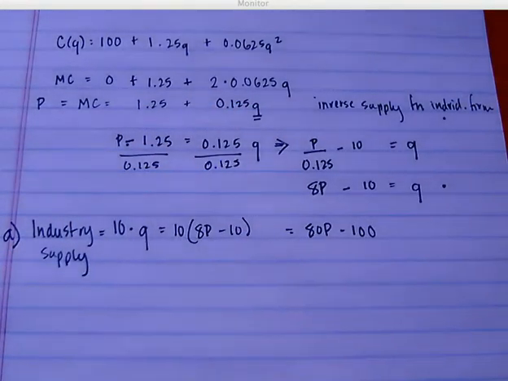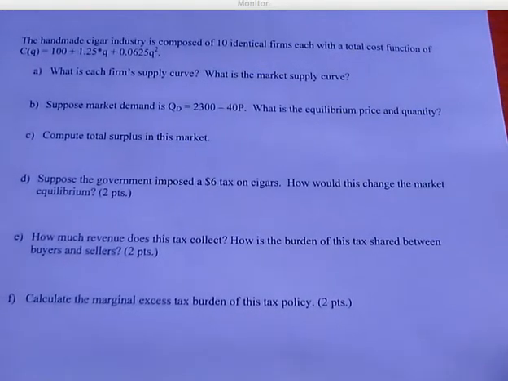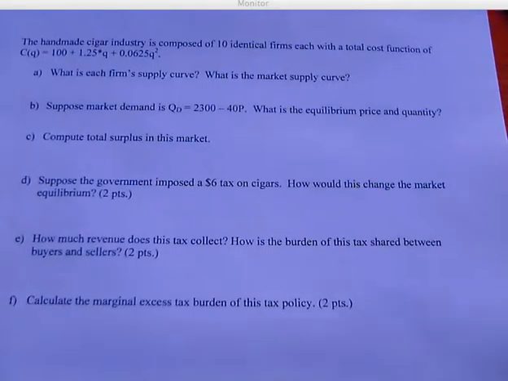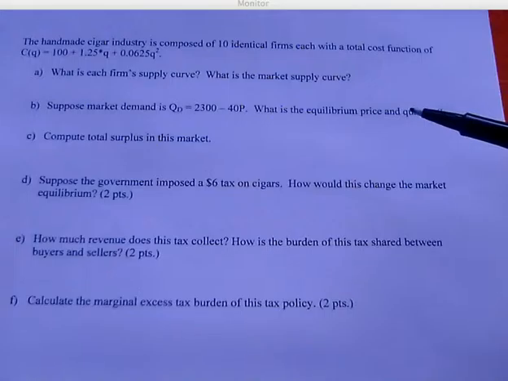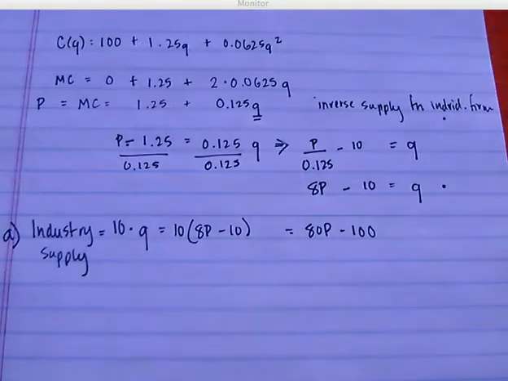Okay, part B says, let me bring this back. Suppose market demand is QD equals 2300 minus 40p. What is the equilibrium price and quantity? All right, so we've got a market demand, we've got a market supply. To figure out equilibrium price and quantity, we want to set the two things equal to each other.